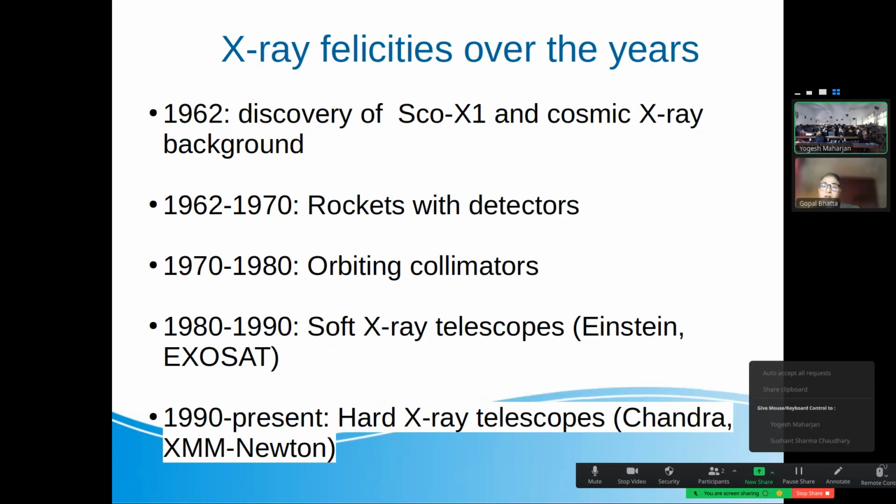X-ray facilities over the years: in the 1960s, there were the flying rockets. Briefly they were not put into orbit, and later they were put into orbit, mainly in the 70s and 80s. There were collimators. A collimator is basically a kind of pipe with which you can resolve individual sources. Then later there were sophisticated instruments like the Einstein Observatory, and EXOSAT by European astronomers, and then even more advanced detectors like Chandra, XMM-Newton, and NuSTAR. So they slowly evolved over the years. That's the brief history of how X-ray instruments evolved.